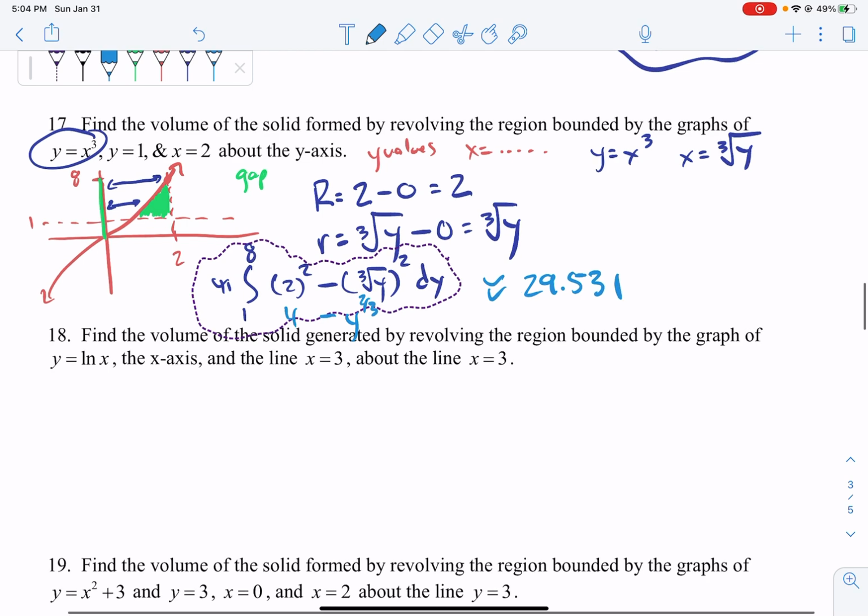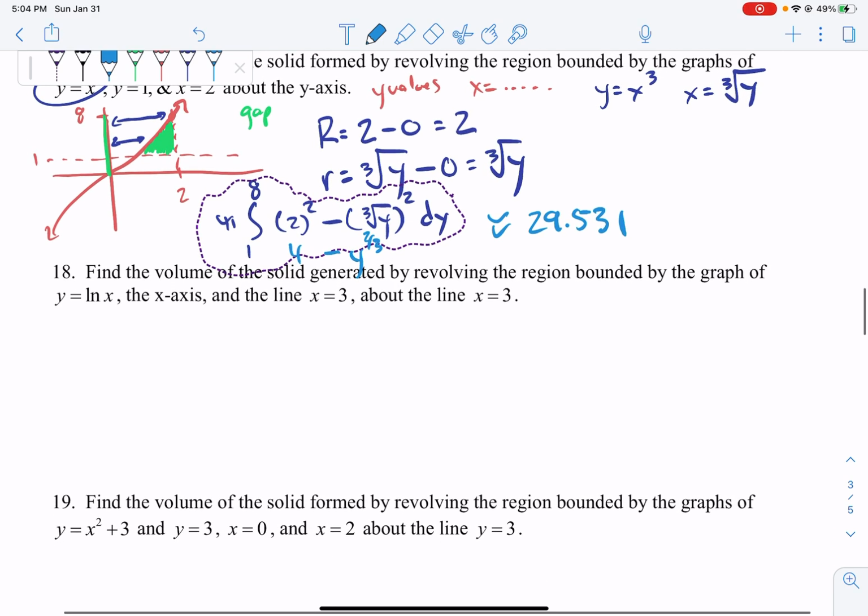All right, number 18. Find the volume of the solid generated by revolving the region bounded by the graph of y equals natural log of x, why not? The x-axis, the line x equals 3, and we are rotating around x equals 3. So again, we want our y values, and we want things in terms of x equals.